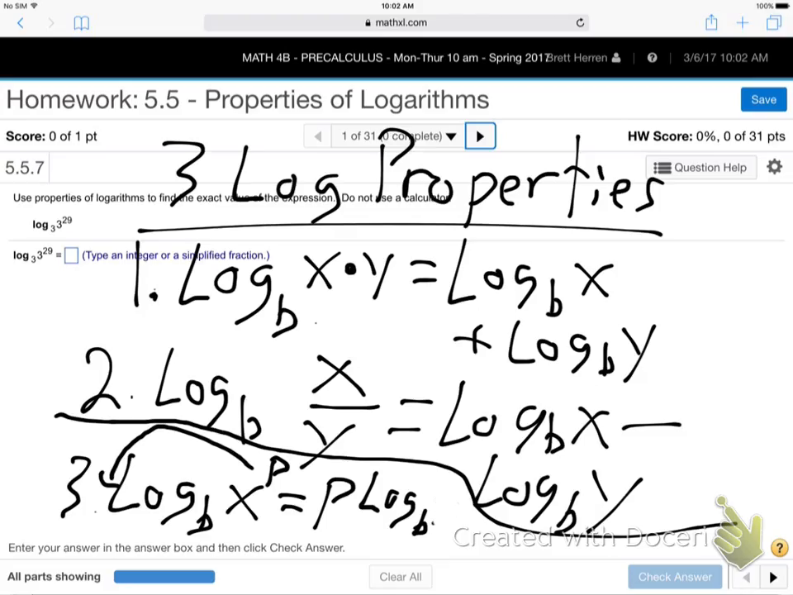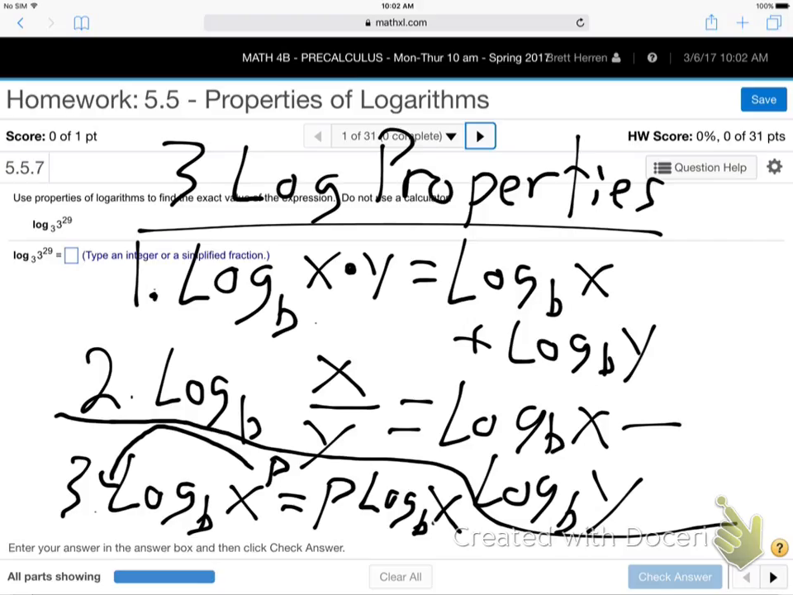That's a smaller one. It just brings that power down. So it takes powers on an argument and brings them down to the front. That's actually a really, really big deal. We'll see how useful that is for solving all kinds of exponential equations, basically. So there we go. Those are the 3 log qualities.